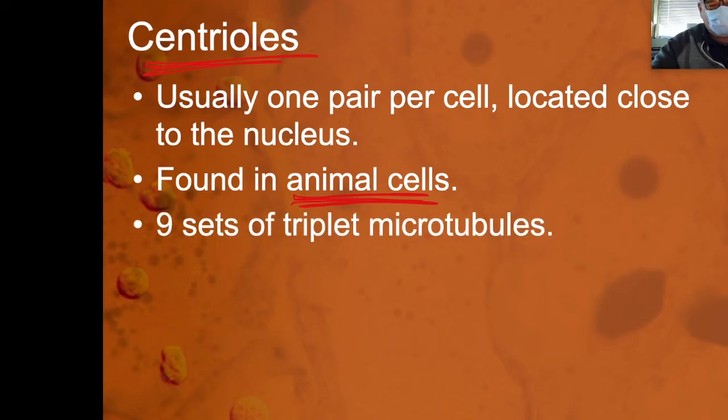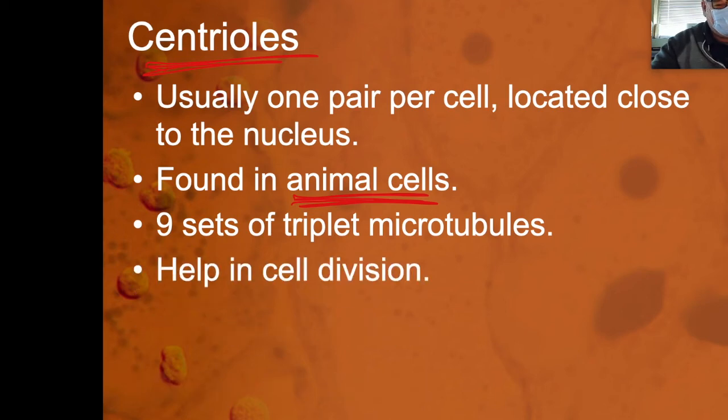All right, I don't care that you know the structure, 9 sets of triples, okay? But I do want you to know this, okay? Cell division. I want you to know that they are involved in cell division. Now, they are 9 sets of triples, so they'll be arranged in a set of 9 triples.